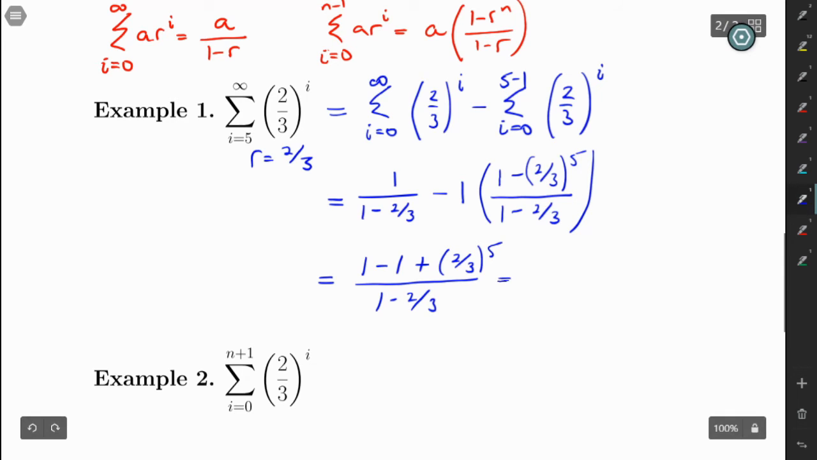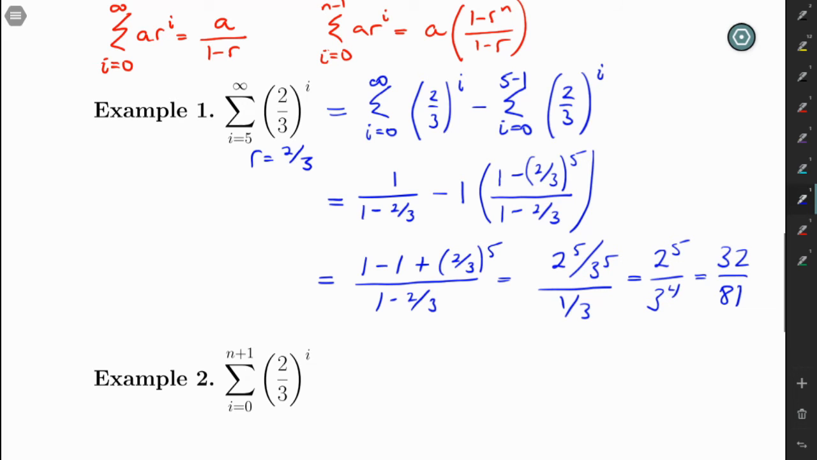So then the 1's are going to cancel, and we are just going to get 1/3 in the denominator. And I'll also apply the exponent to the fraction. So we'll get 2 to the 5 over 3 to the 5 all over the 1/3 that's coming from here. And then we just divide the fractions. So we're going to get 2 to the 5 over 3 to the 4. And that works out to be 32 over 81.